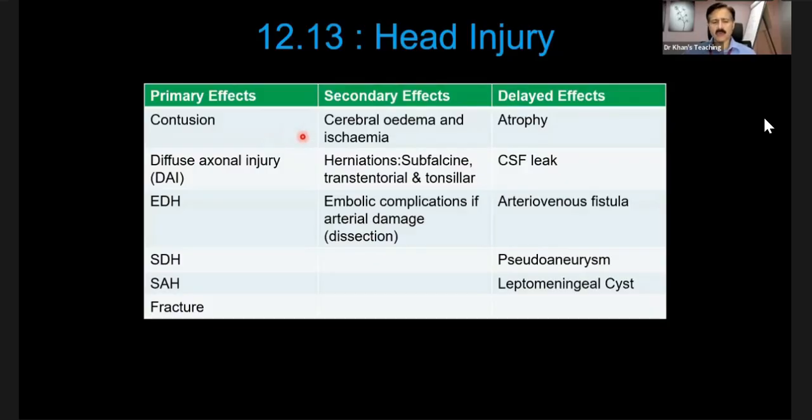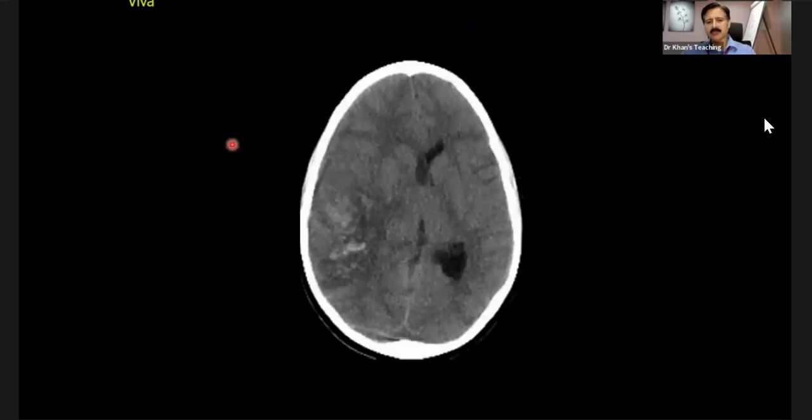The point is, this concept here: primary head injury can be divided into primary, secondary, and delayed effects. Primary is at the time of injury. There are only two types of parenchymal injuries which can happen. One is contusion, and second is diffuse axonal injury. With that, there can be hemorrhages, as in extradural, subdural, subarachnoid. There can be fractures also.